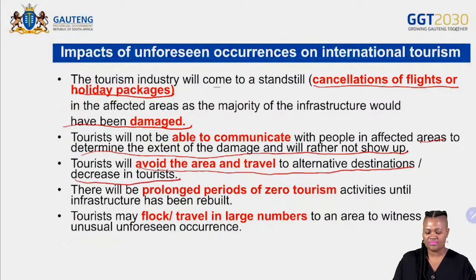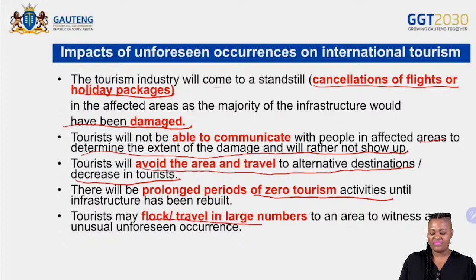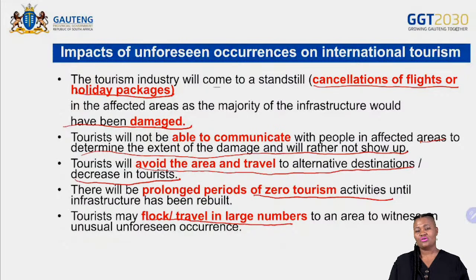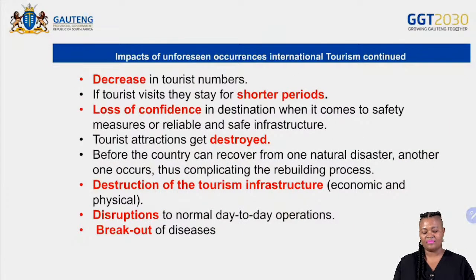There will be prolonged periods of zero tourism activities, meaning that there will be no tourism taking place until infrastructure has been rebuilt. And, although it's very rare, this can be seen as an upside or a positive impact of an unforeseen occurrence. Tourists may flock or travel in large numbers to an area to witness an unusual, unforeseen occurrence. Most of the time we focus on the disadvantages or the negative impacts of unforeseen occurrences, but there could also be that little one that is positive, as it might draw tourists to visit that particular place that has had an unforeseen occurrence.